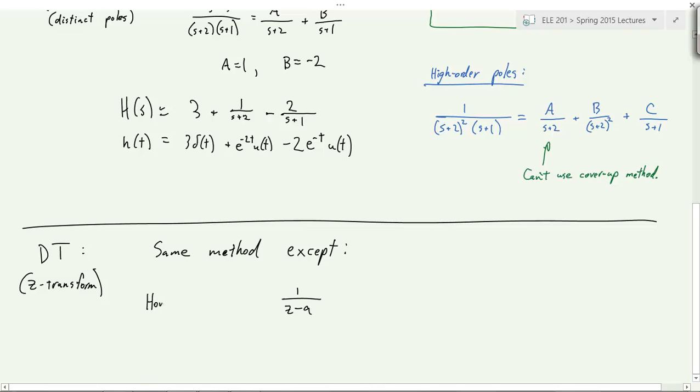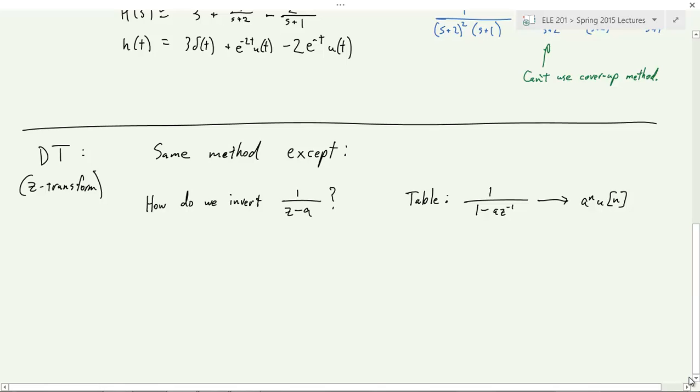So how do we take the inverse Z transform of this? Well, the table has things of this form. We know that 1 over 1 minus a z inverse goes to a to the n u of n. So then that means that we can take our term 1 over z minus a, and we could make that a z inverse over 1 minus a z inverse. And then we could say, well, this is just something we know from the table, times z inverse.